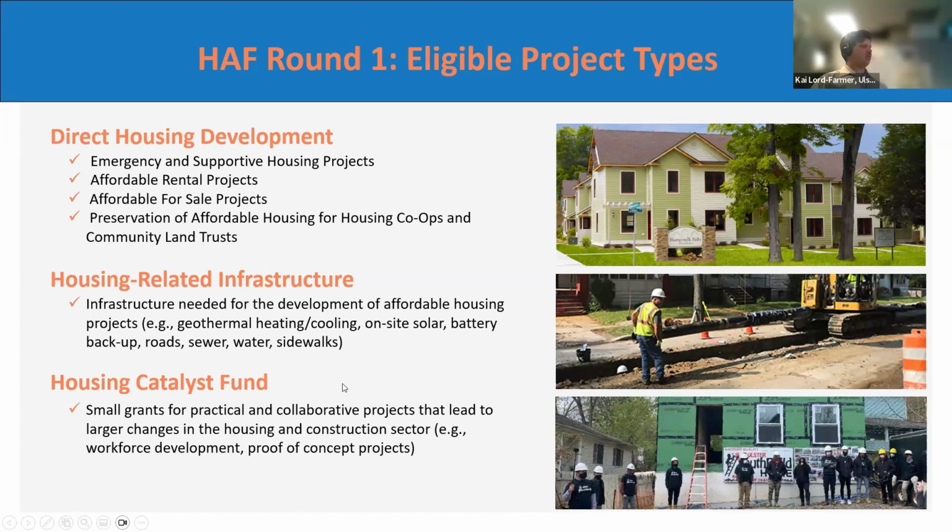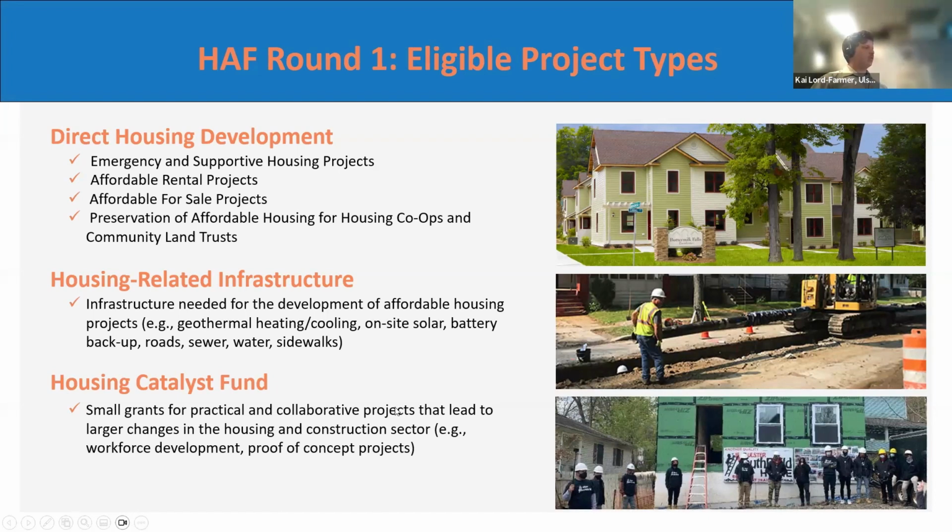We're also funding projects for housing-related infrastructure as long as it is directly tied to an affordable housing project. So whether that's water and sewer hookup, heating and cooling systems, on-site solar, battery backup, road, sewer, water, sidewalks, to name a few of them. They do have to be directly linked to an affordable housing project.